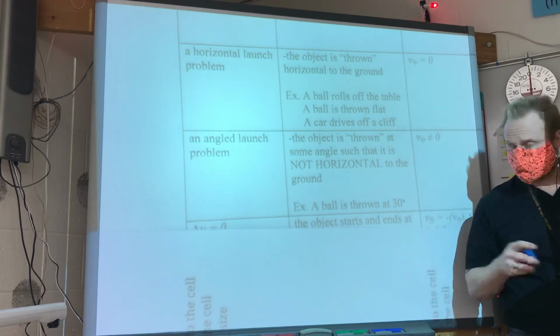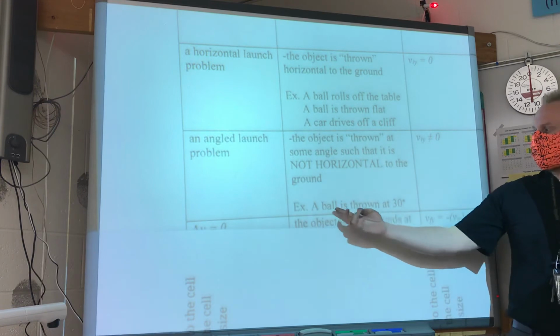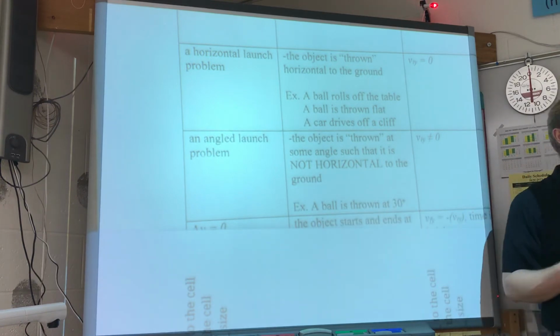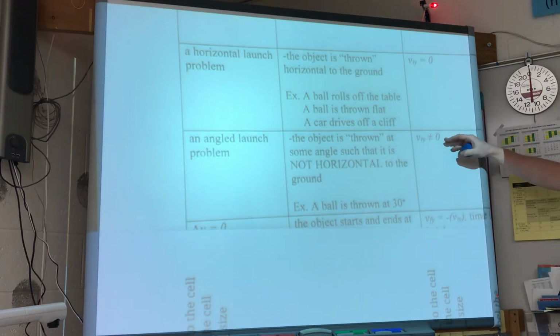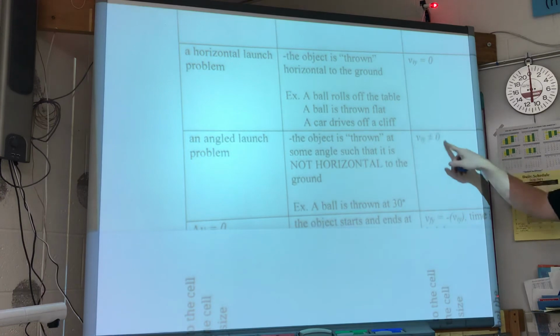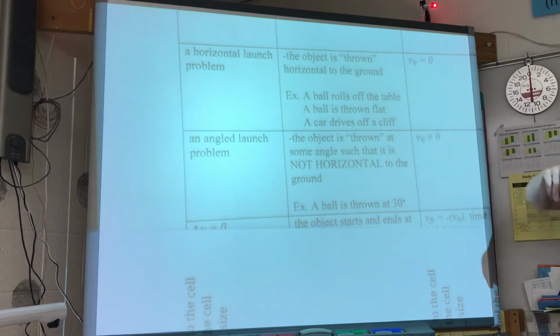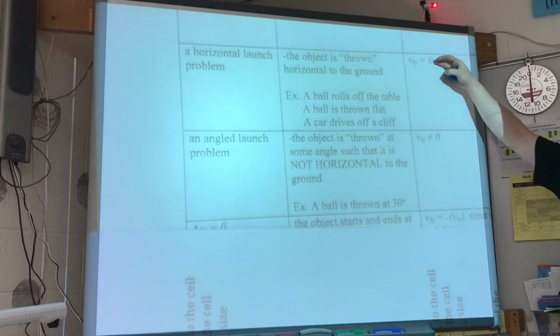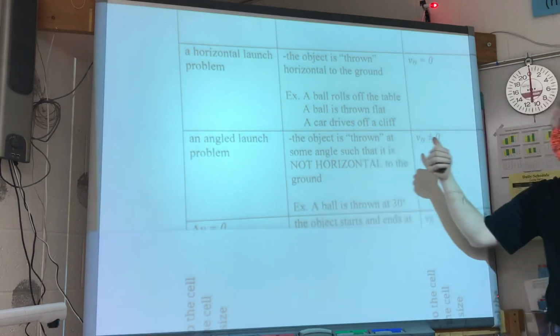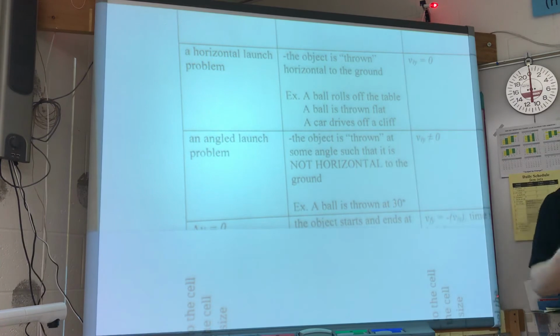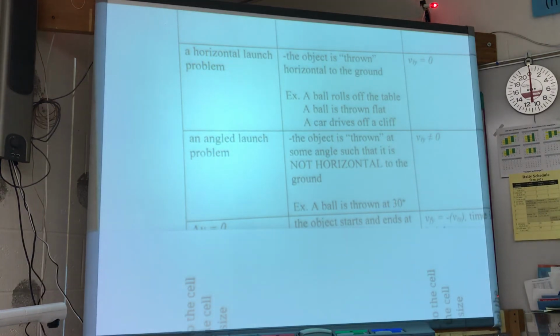Same idea with an angled launch. We could say a ball is thrown at 30 degrees, but we'd often say like a ball is thrown at 10 miles per hour at 30 degrees above the ground. And in this case, it's not really a number you're going to fill in. So if it was a horizontal launch, we say it's equal to 0. If it's an angled launch, we don't put a 0. We really just leave it blank. And it might be given, or maybe we're solving for it.